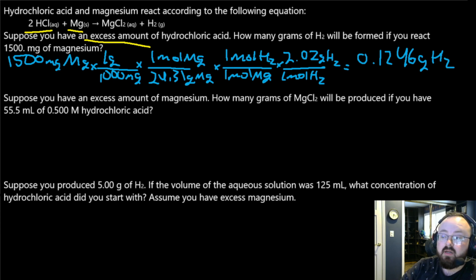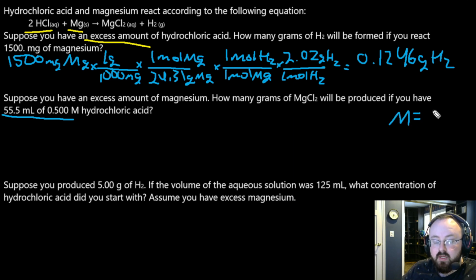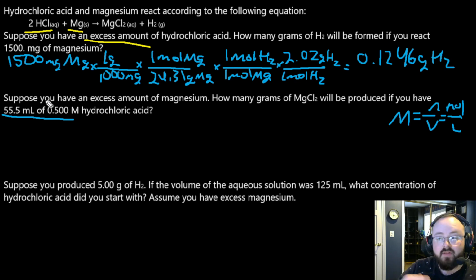Okay, let's get on to question 2, because now we have to start using concentration. There it is. So let's just recap concentration. Our formula for concentration is that the concentration in molar is equal to the number of moles divided by the volume. And we have to remember that our N is in moles and our volume must be in liters, since molarity is moles per liter.